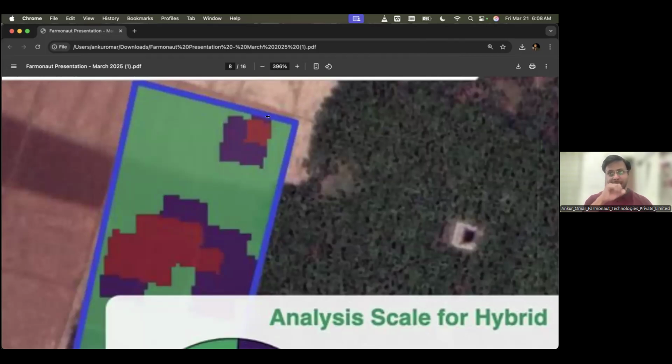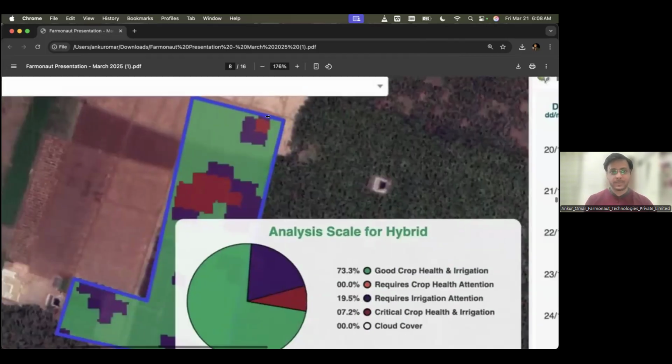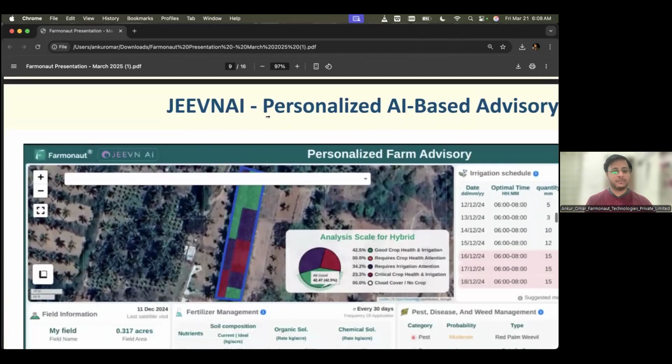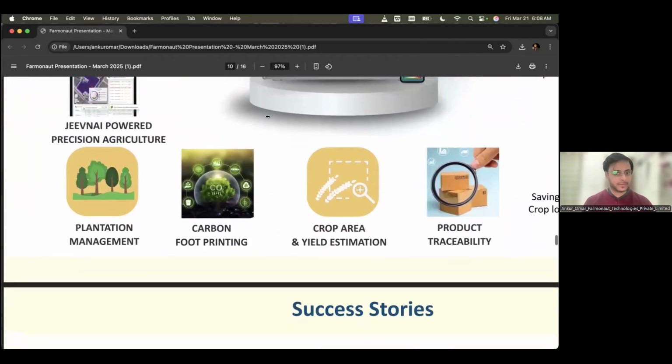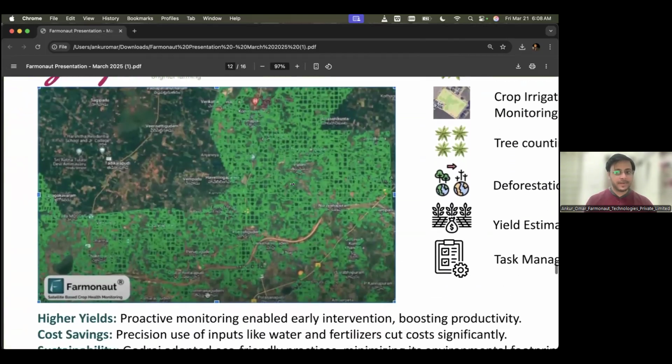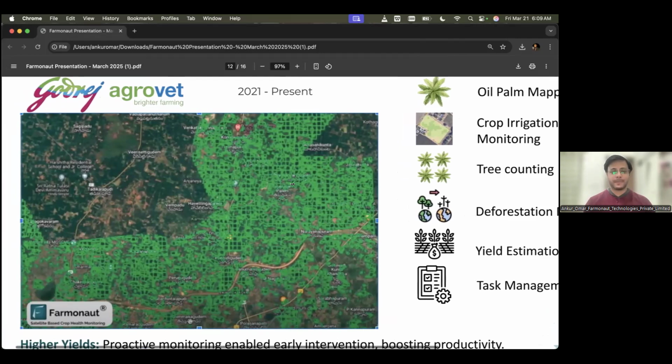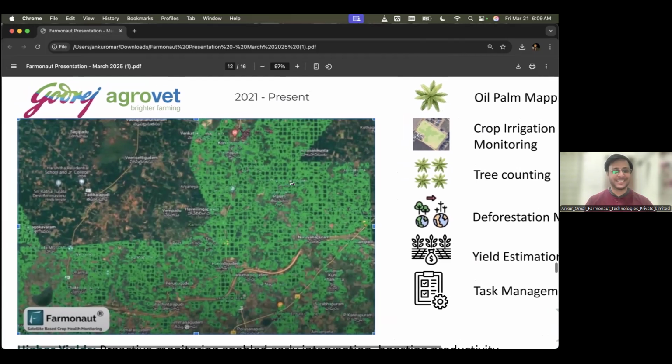We can also provide data at an even higher resolution. For example, I told you about this tree counting thing. For tree counting, instead of using this 10-meter resolution data, we use data at a 40 centimeter resolution. Because the use case is different and the precision and accuracy required is different, we change our data source over here. So we use resolution as low as 40 centimeters to as big as 10 meters. It all depends upon the use case. I hope I answered the question.